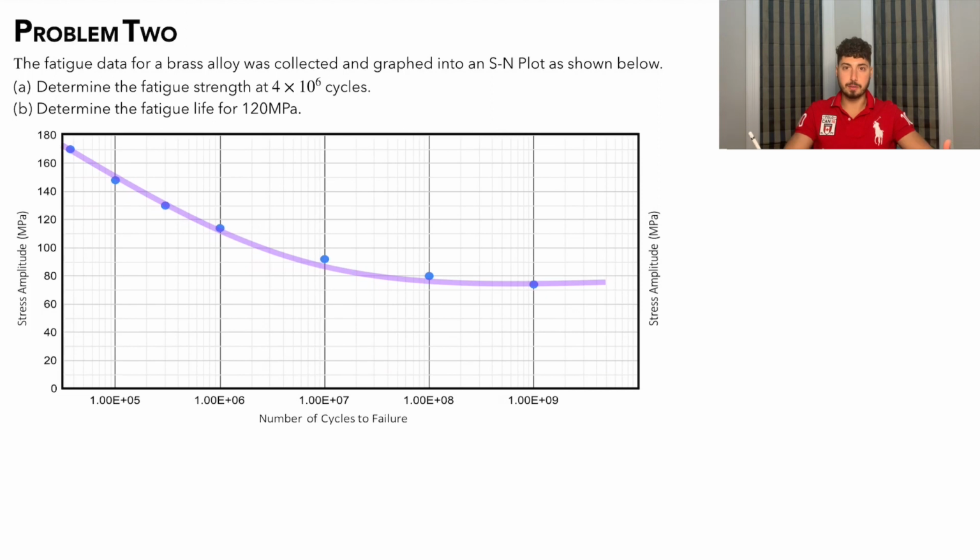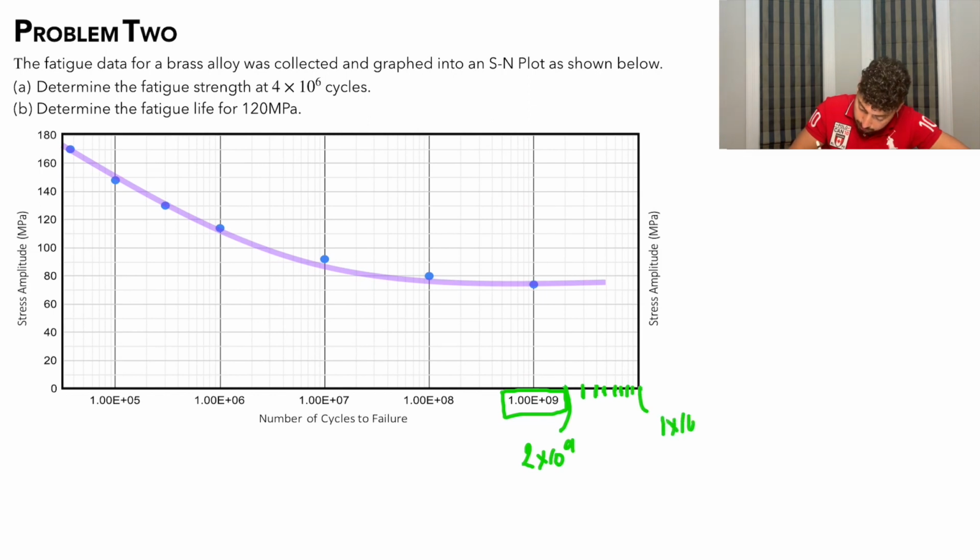So before we go in to solve the problem, let's make sure that we all know how to read a log-log plot properly. So if we take this point here, for example, starting at 1 times 10 to the 9 cycles to failure, this first tick mark here is 2 times 10 to the 9 cycles to failure, followed by 3, 4, 5, 6, 7, 8, 9, and the last point is 10 times 10 to the 9 cycles to failure, or 1 times 10 to the 10 cycles to failure. So now that we know how to read the scale, let's move on to part A.